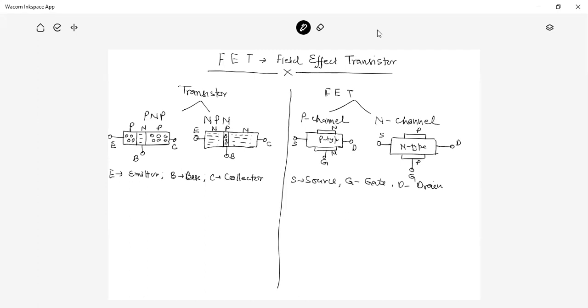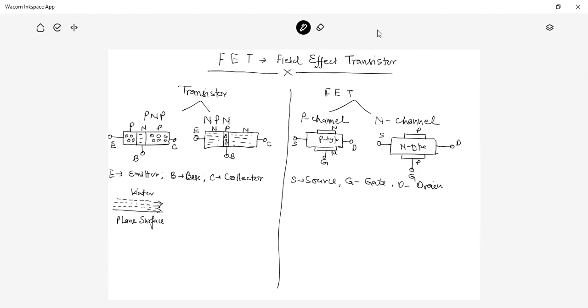Now basically, take one simple example. If you want to differentiate between the transistor and FET, suppose this one is a plane, and water is flowing on this plane surface. So this is the plane surface, and here it is the water. Water flows on the plane surface.